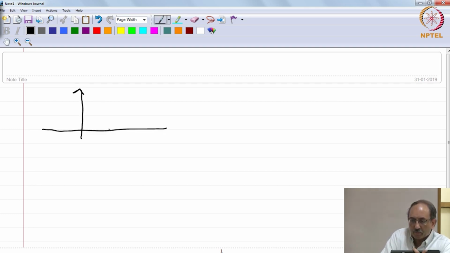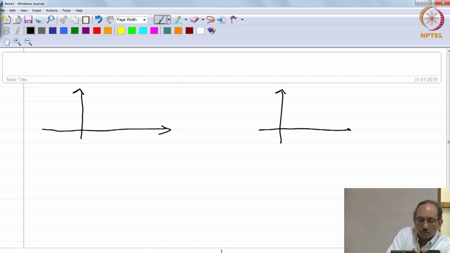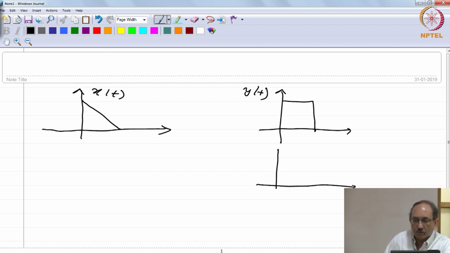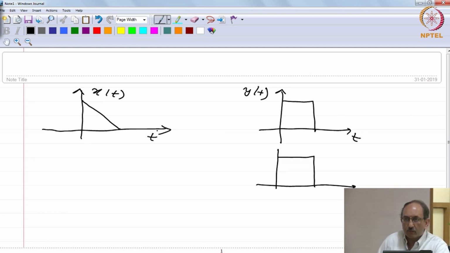Suppose I have two signals that I want to convolve. All of this is going to be in continuous time, but exactly the same idea applies to discrete time as well. So, if I have two signals that I want to convolve, so this is x of t and this is y of t. Now, I keep one signal fixed and I am going to change the independent variable to tau. So, this becomes y of tau.